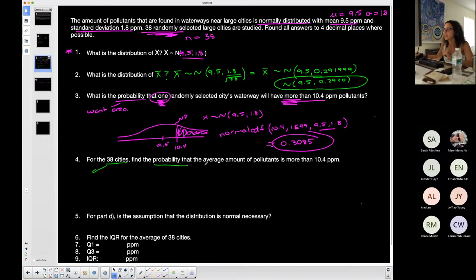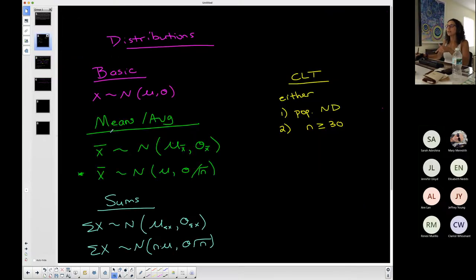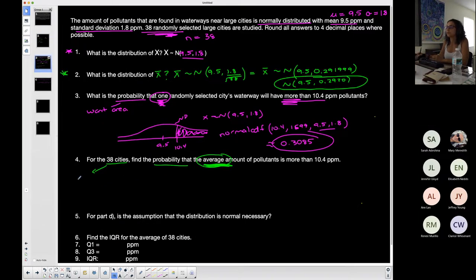So this is the other part that I'm looking at. For the 38 cities, find the probability that the average amount of pollutants. So for a sample size, I'm talking about their average. Okay, so I'm on the distribution of the means or the averages. I'm selecting a sample and I want to know something about their average. This is this distribution. So now I'm on, I'll just do a star, this one. Between these two things, they're telling me that I'm on this distribution, which I did here, and I already calculated the values.